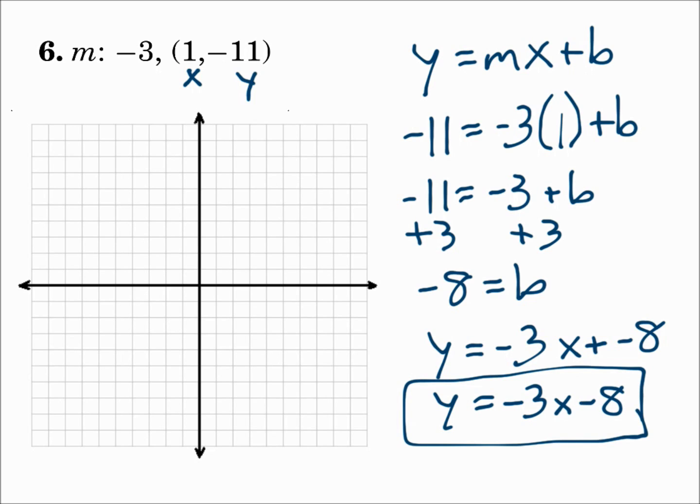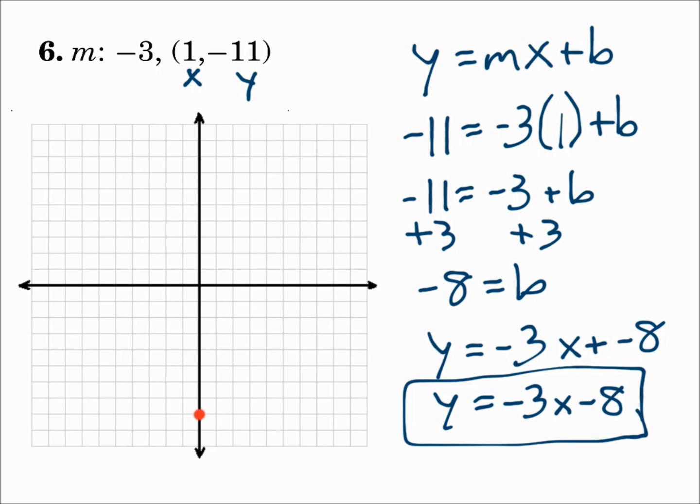So again, we found b because we knew m, x, and y. Substitute those values in, and then solve the equation for b. If they don't give you b, you can find it that way when they give you a slope and a point on the line. Now graph it.